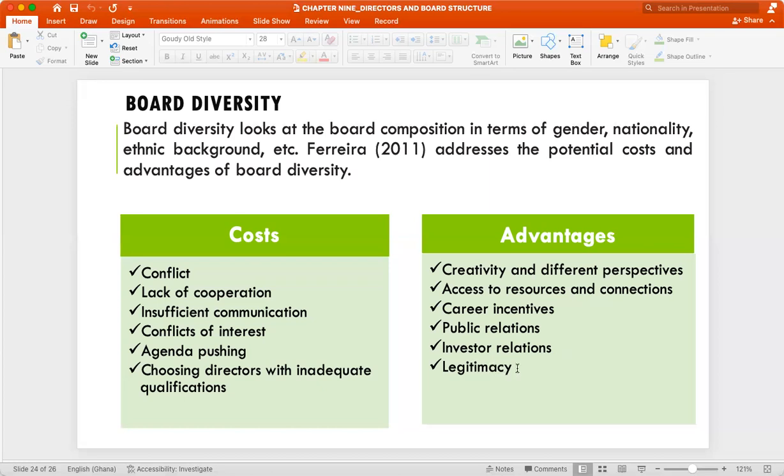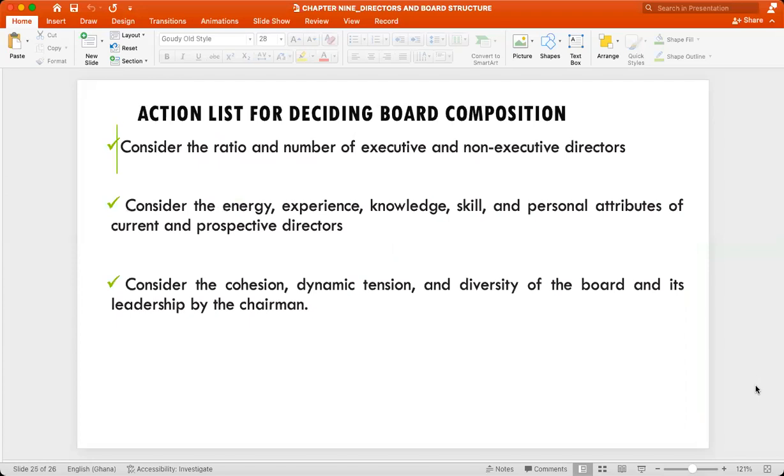Then there is legitimacy, all right? Legitimacy is when you gain acceptance from society or the community within which you are operating. Because you've taken into consideration the interests of diverse interest groups, there is the highest likelihood that you'll be accepted. And that is where legitimacy is coming from. Okay. So action list for deciding board composition. If you wanted to compose a board, these are some of the things that you have to look at.